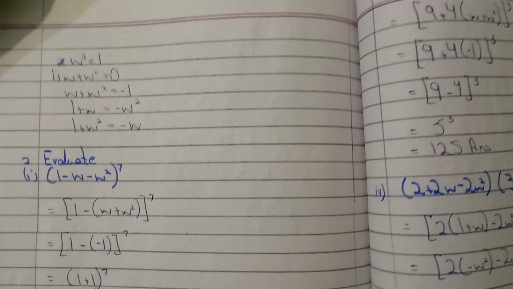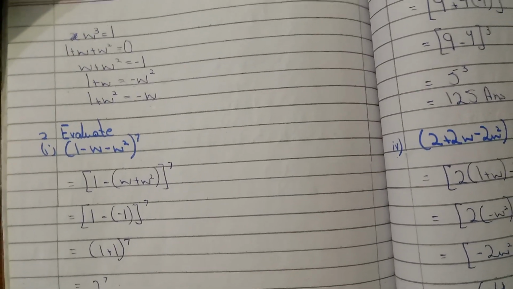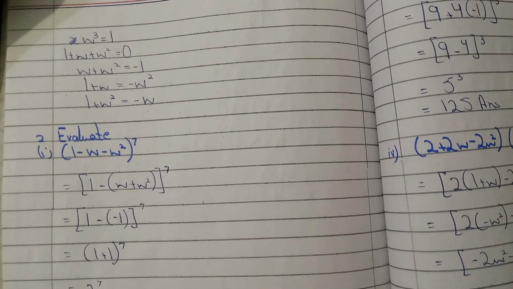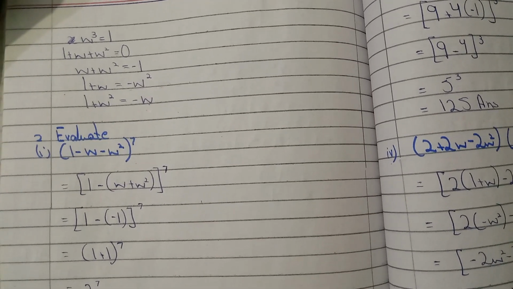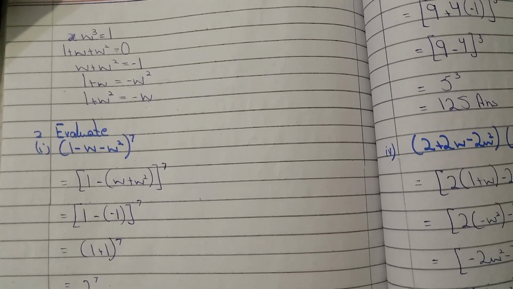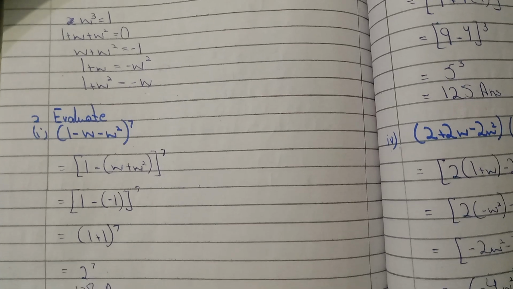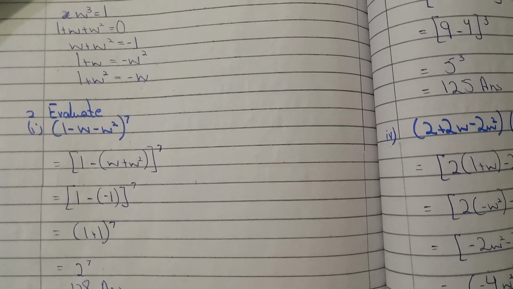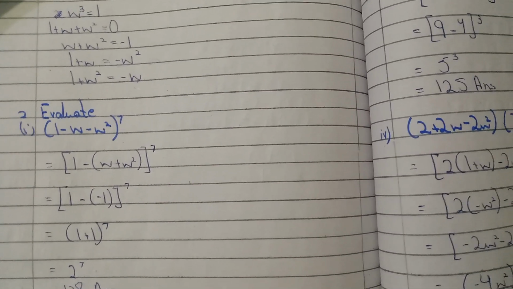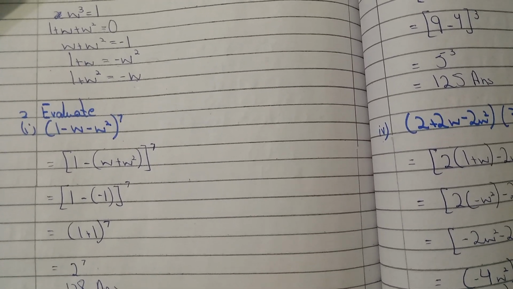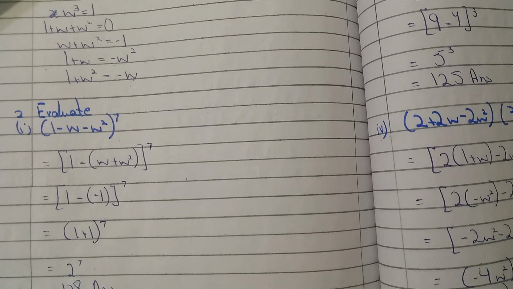Now the next question. For the solution of the next question, we have used some formulas. Omega cube is equal to 1. 1 plus omega plus omega square is 0. If you put the values of omega and omega square, you can solve by addition, we will get 0. And omega plus omega square minus 1, change the sign of minus 1. Then 1 plus omega is minus omega square. By changing the sides, we have got all these formulas.